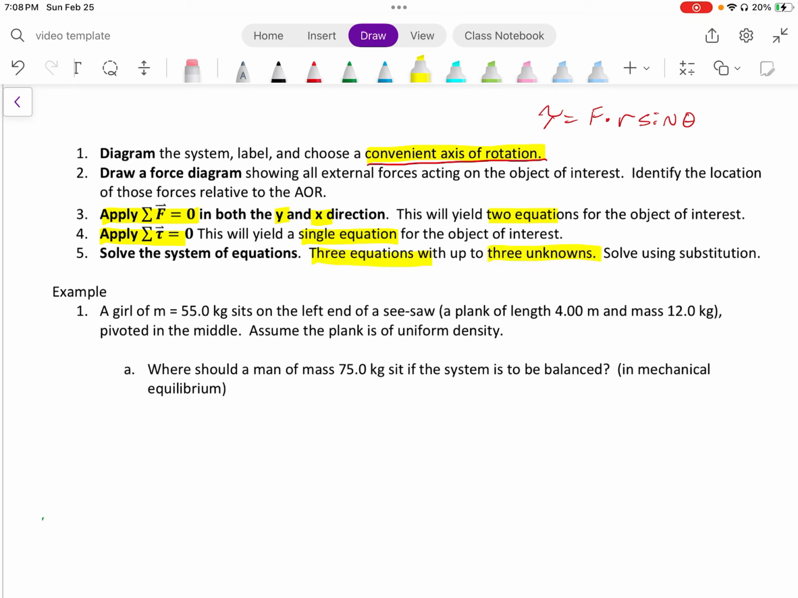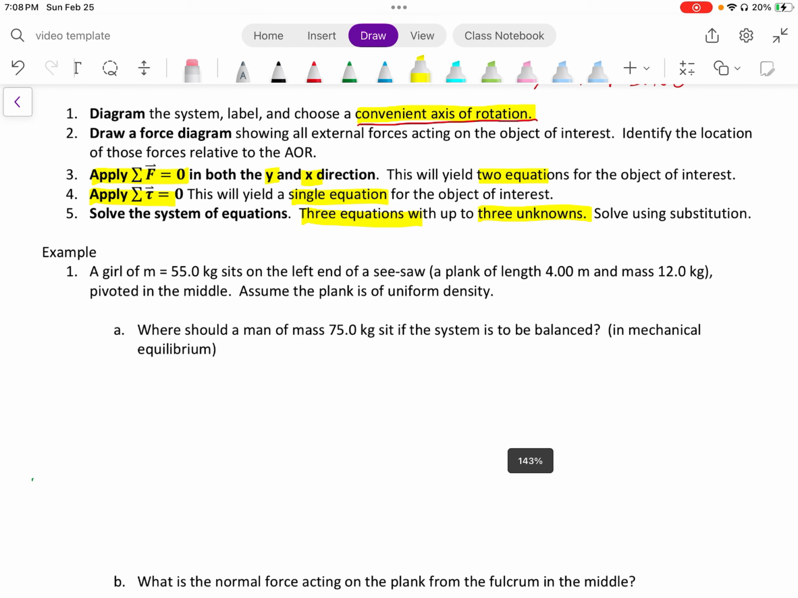I can solve this if I have three equations and three unknowns, three equations and two unknowns, three equations and one unknown. I cannot solve this if there are three equations and four unknowns. Okay? All right, so let's do a problem.